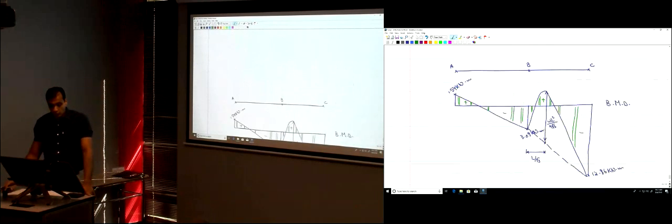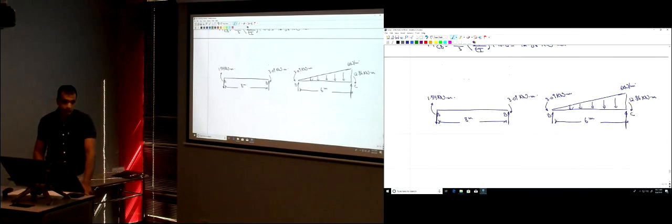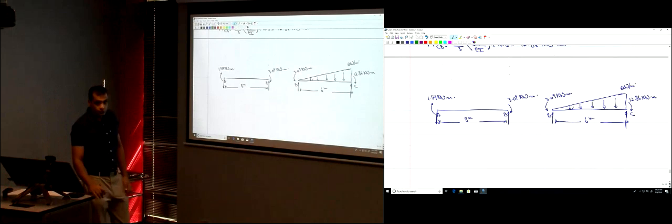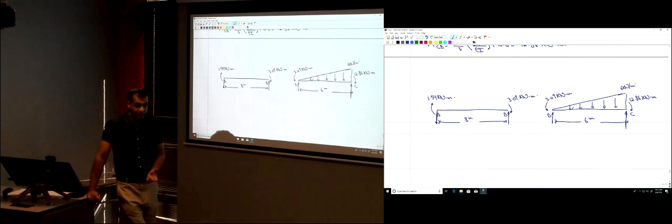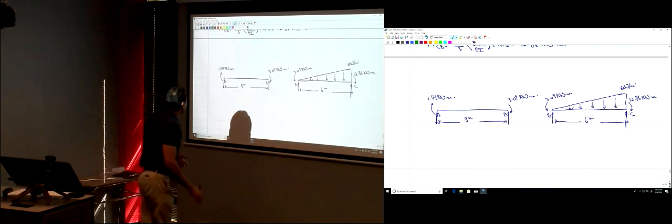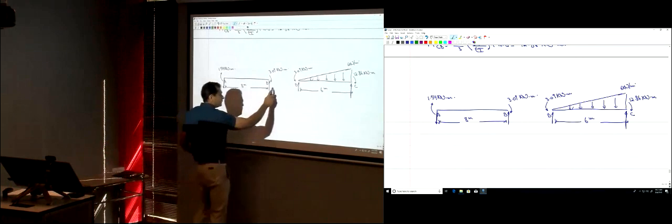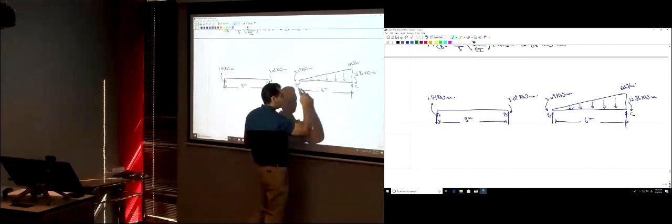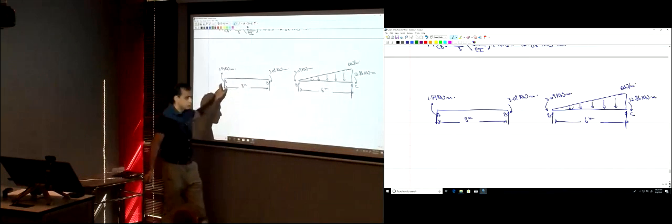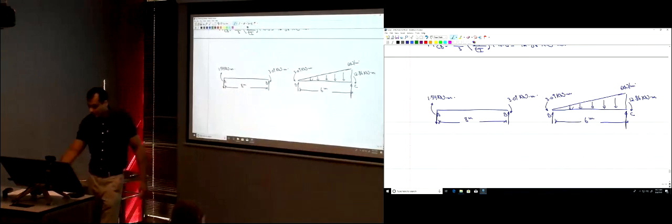We need to draw the shear force diagram for the beam. How to draw the shear force diagram? To draw the shear force diagram, as you know in structural analysis 1, you need to go up and down with the vertical forces, right? So this is where you need those vertical forces. If you need to draw the shear force diagram, you need to calculate those forces. How to calculate those forces?